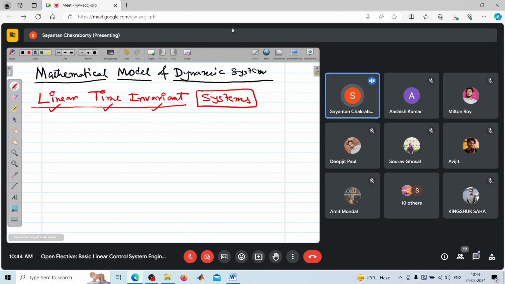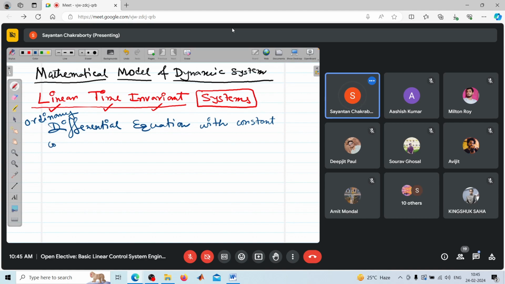So our objective will be to develop a linear time invariant model, and for a dynamic system this will lead to a differential equation, and I should emphasize, an ordinary differential equation with constant coefficients that we have already seen. So this is where we intend to reach.